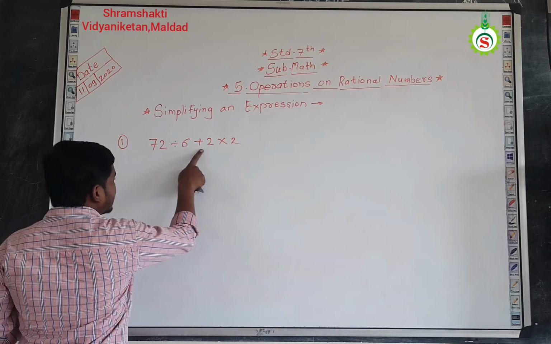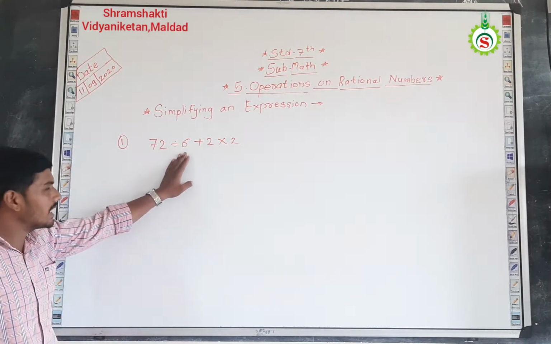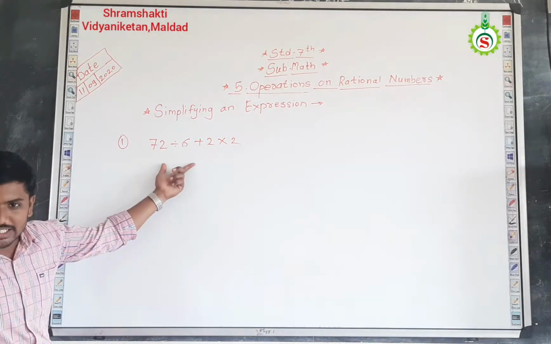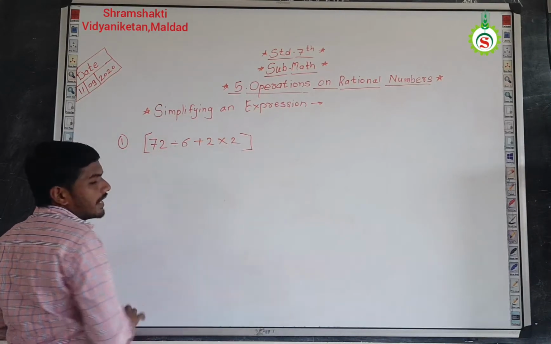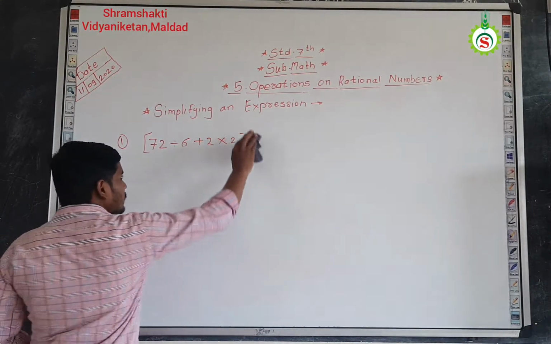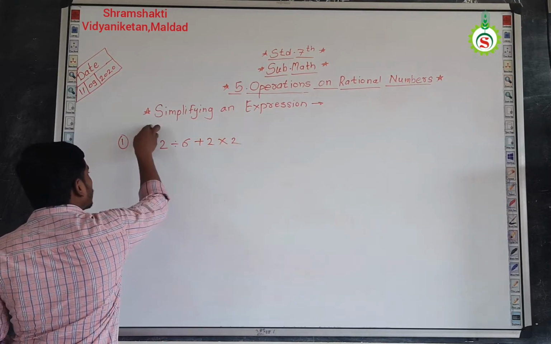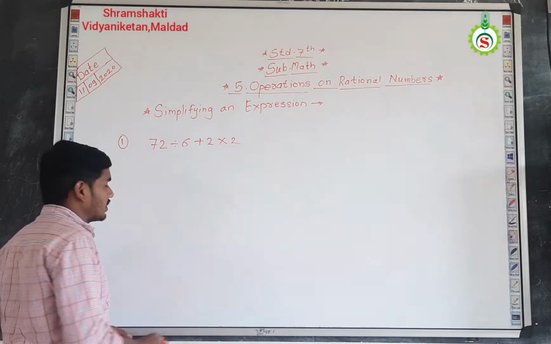But in the given problem, how many operations are there? Division also, addition also, and multiplication also. That means more than one operation is there. That's why that whole problem is called an expression. Okay, I want you to understand what we mean by expression. That means if there is more than one operation in the given problem, that is called an expression.